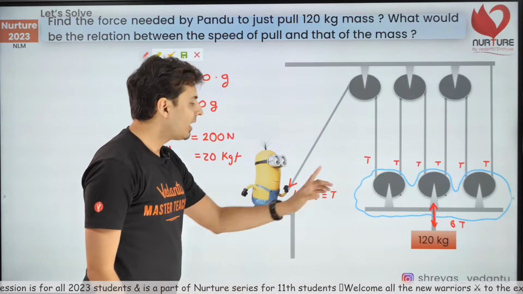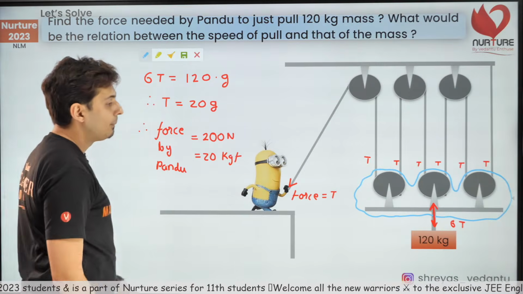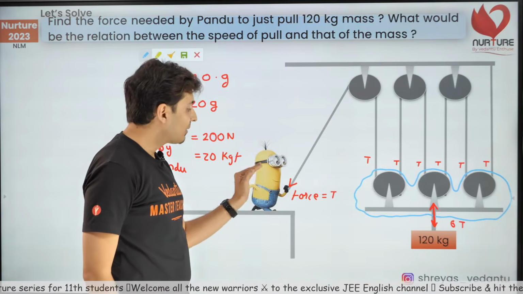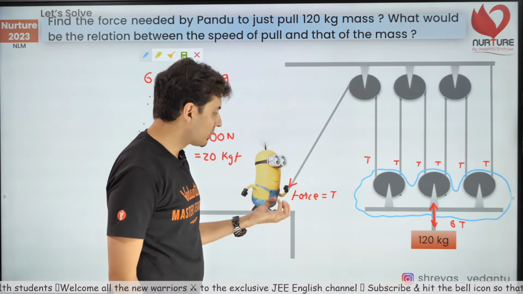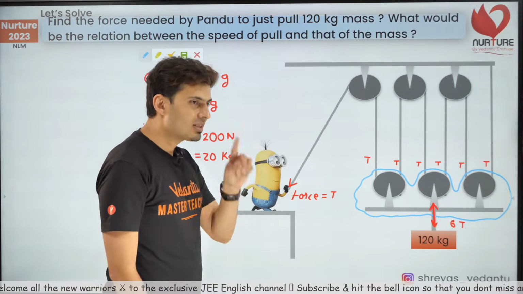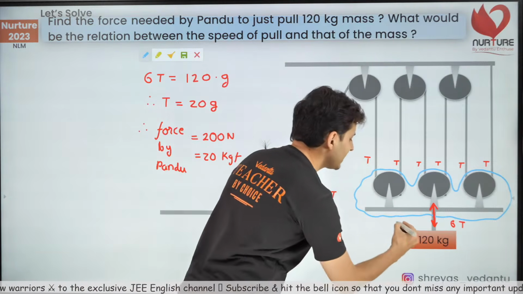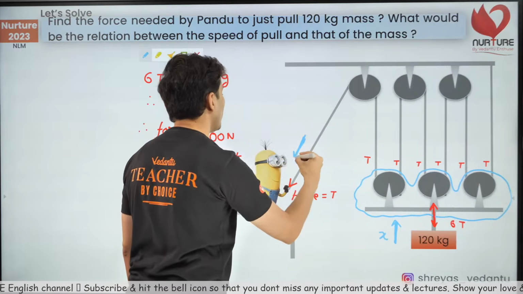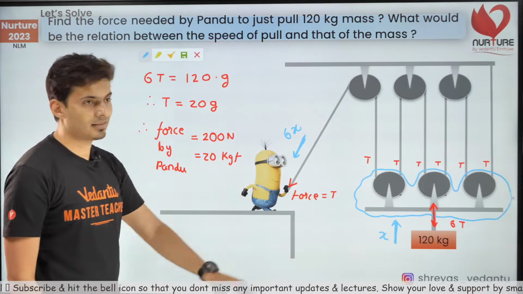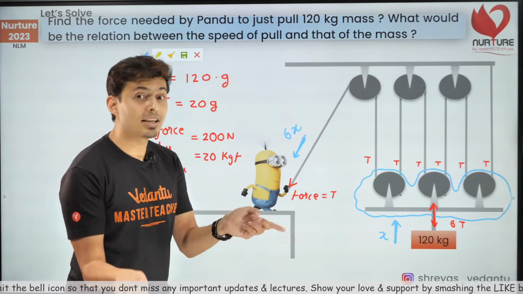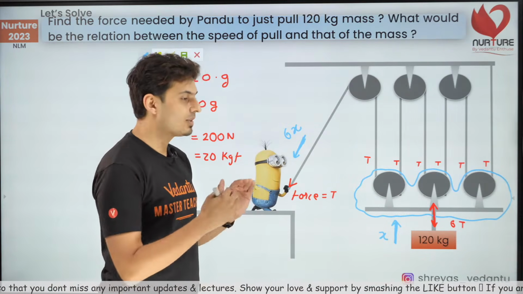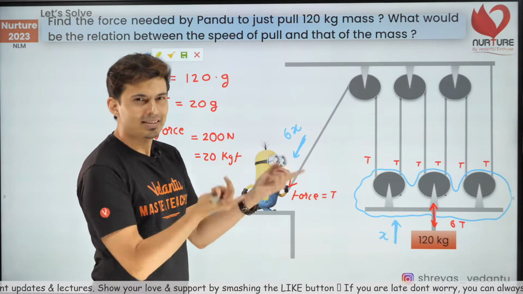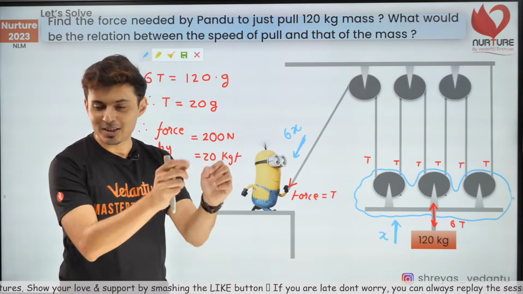So over here, look at it this way. If the block of 120 kg gets 6 times more force when Pandu pulls by, let's say, T force or some kg force, that means the displacement should be less. So if this block goes up by x, Pandu has to pull by how much? 6x. That's the answer. 6x. It's not directly, it's inversely proportional actually. If the force is 6 times more, the displacement is 6 times less. So it's in a way inversely proportional to the displacement.